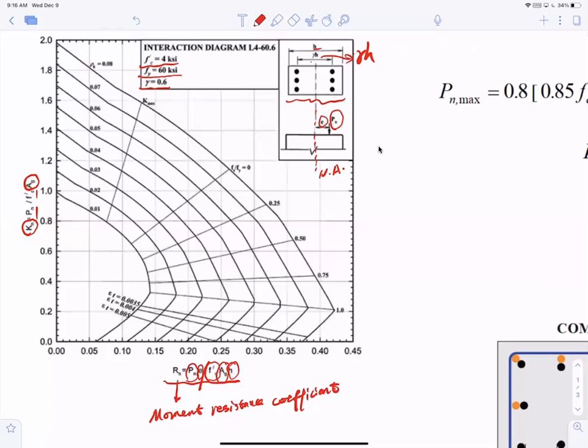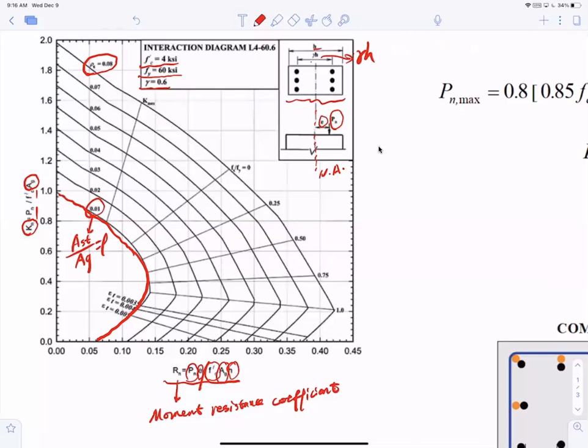So let's take a look. What are these lines representing? Essentially each line like this, for example, represents the interaction diagram for a particular reinforcement ratio. All right, so you see here there's a rho equal to 0.08. That means this has a reinforcement ratio of Ast divided by Ag, equal to rho, equal to 0.01.